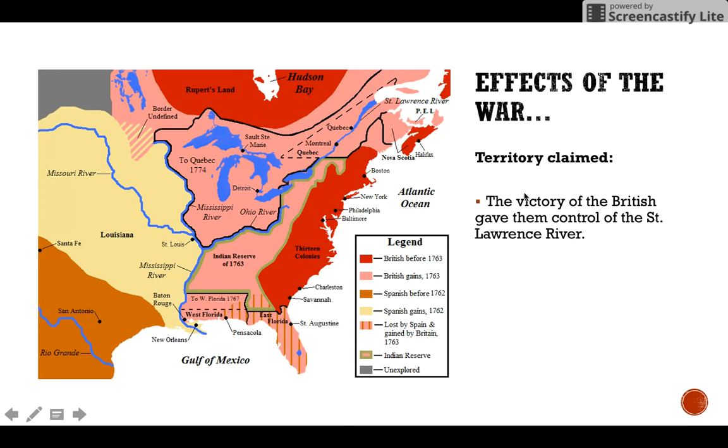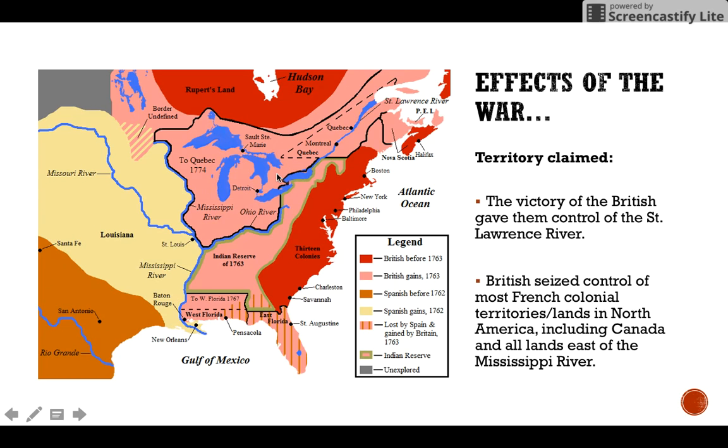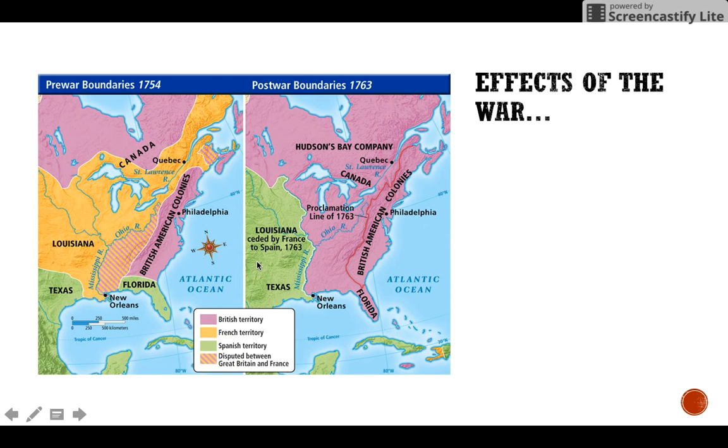The victory of the British gave them control over the St. Lawrence River. That begins north of Maine and heads down south. And they also seized control of most French colonial territories in North America, including Canada and all the lands east of the Mississippi River. Another effect of the war was the Proclamation Line of 1763.